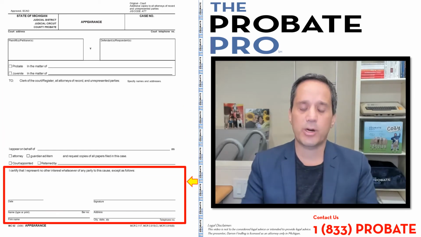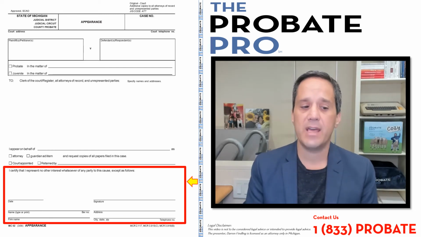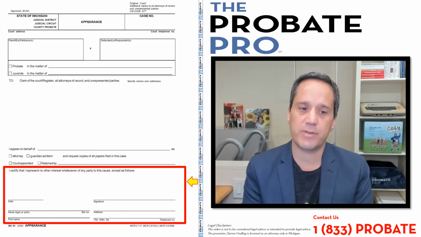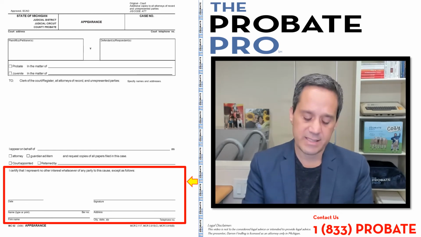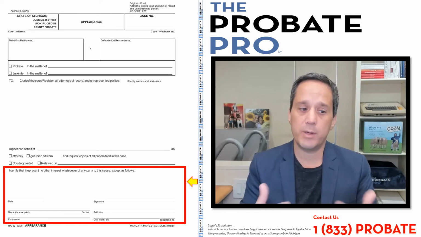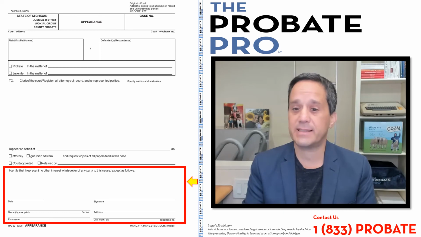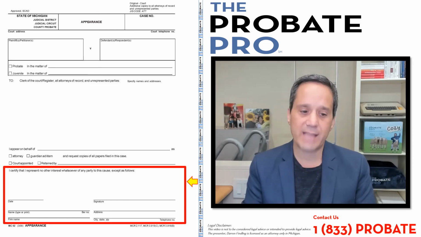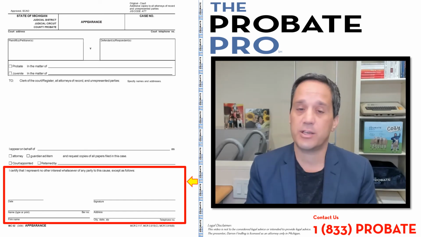As we work our way further down the document, it says I certify that I represent no other interest whatsoever of any party up to this cause except as follows. So the idea here is this is a conflict of interest statement. The idea is that if there is an ethical problem with the representation, you would be certifying it here, and then there may be some exceptions to the rule. So for example, there could be a dual representation or a conflict, but it may be a permissible conflict, a conflict that can be overcome through particular rules. So that's the section that you'd identify there, and then of course the signature of the attorney.